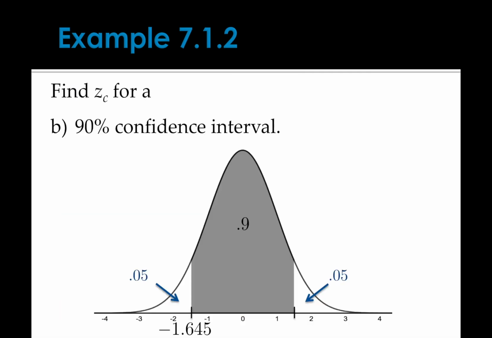Okay. So that's our negative value, our boundary. And again, we really want the positive one, positive 1.645. All right, so that's our z.9 is 1.645. All right, so that would be the z value that we would plug in to our confidence interval formula.